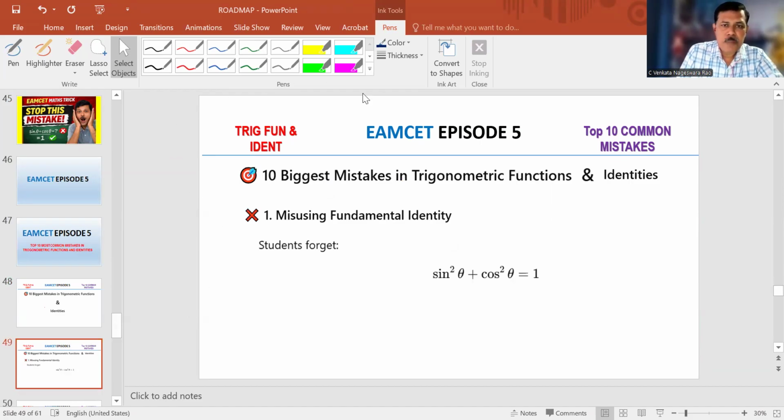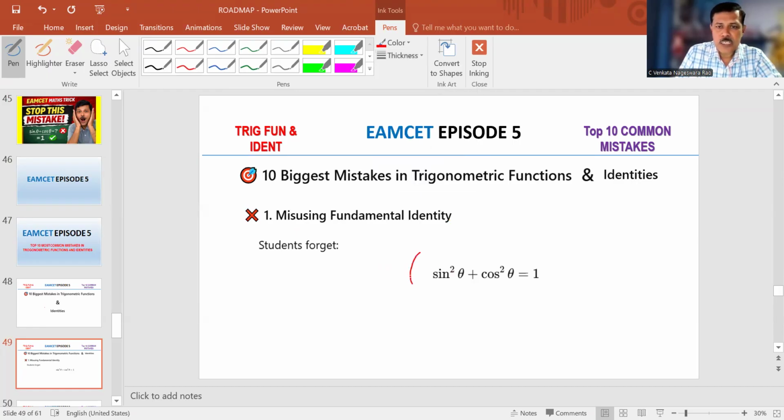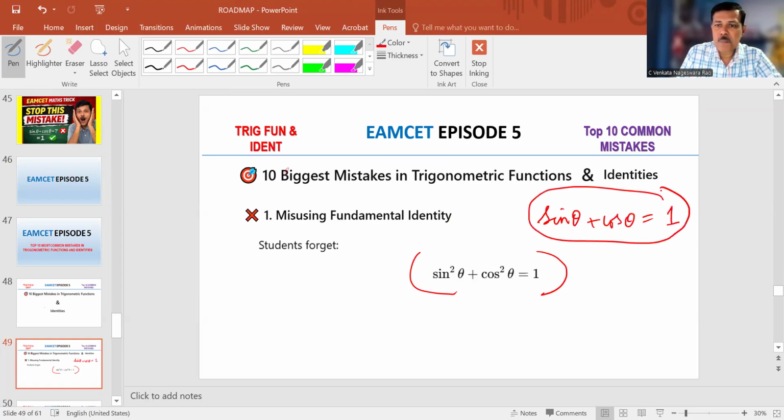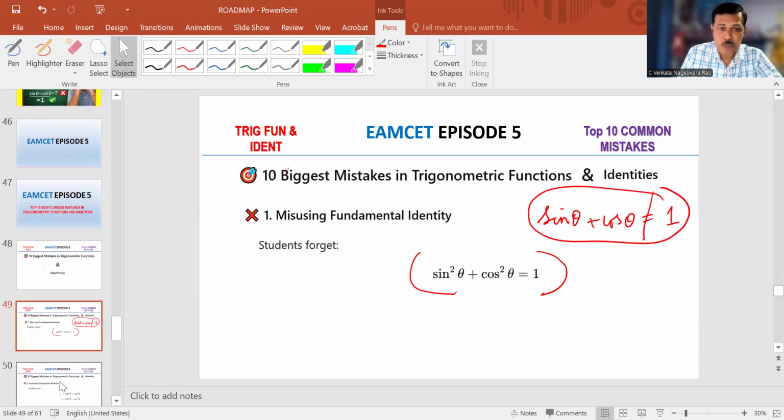The number one mistake we generally make is misusing the trigonometric identity. Sine square theta plus cos square theta is equal to 1. We often forget this and write sine theta plus cos theta is equal to 1, which is a blunder. This is the common mistake, so please do remember it.